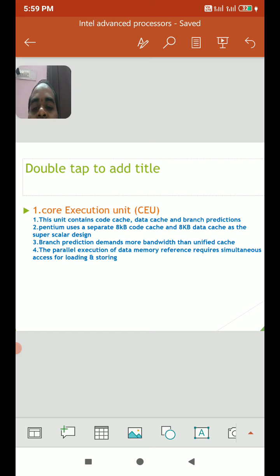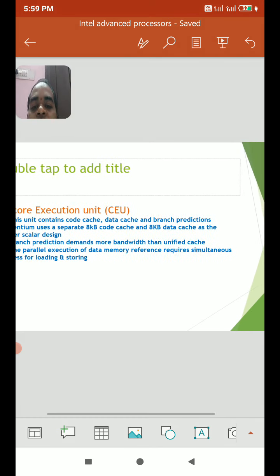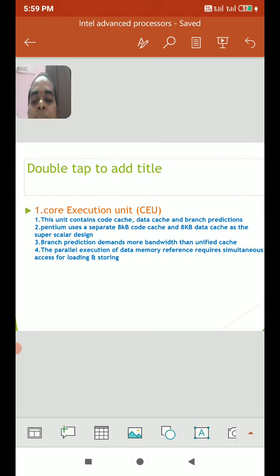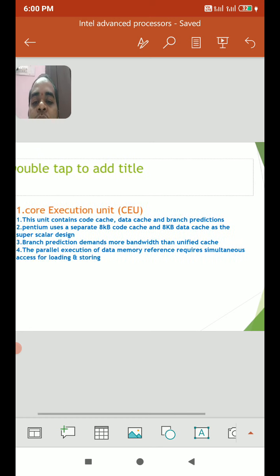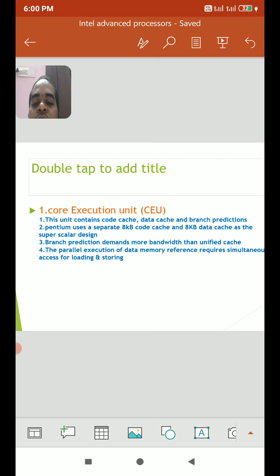The Pentium uses a separate 8 KB code cache and 8 KB data cache as a superscalar design. Basically the Pentium processor has a superscalar architecture, which means it has separate cache memories, 8 KB of code cache and 8 KB of data cache. The next one is branch prediction, which demands more bandwidth than a unified cache. So it offers more bandwidth. When we can use more bandwidth, we can have a higher clock frequency, and when the number of clock cycles increases, more data can be processed within less time.